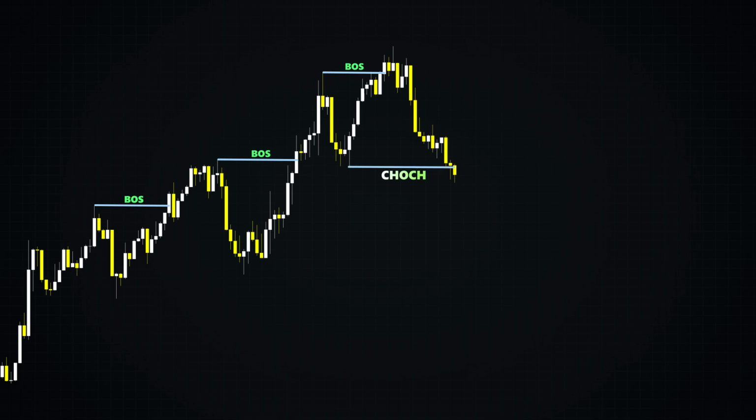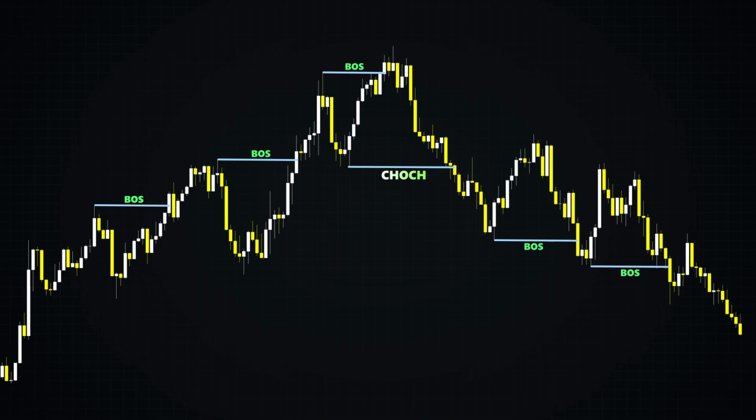It's the first clue that the trend might be changing. The uptrend could be over. The market might be turning bearish. So when you see a change of character, it's time to pay attention. You might stop looking for buys and start watching for possible sell setups.